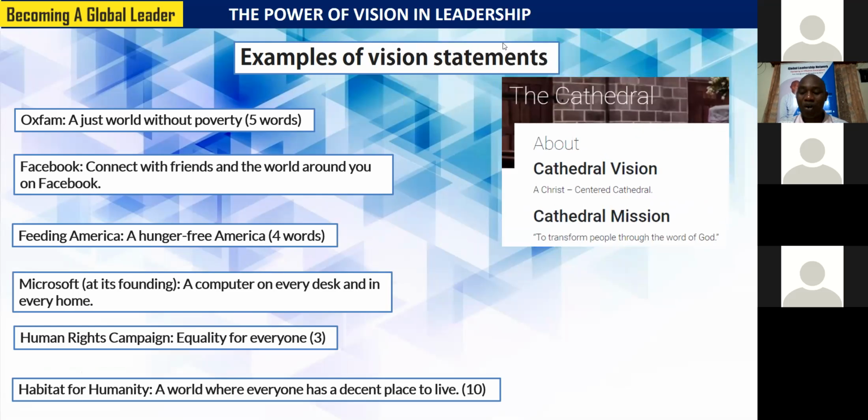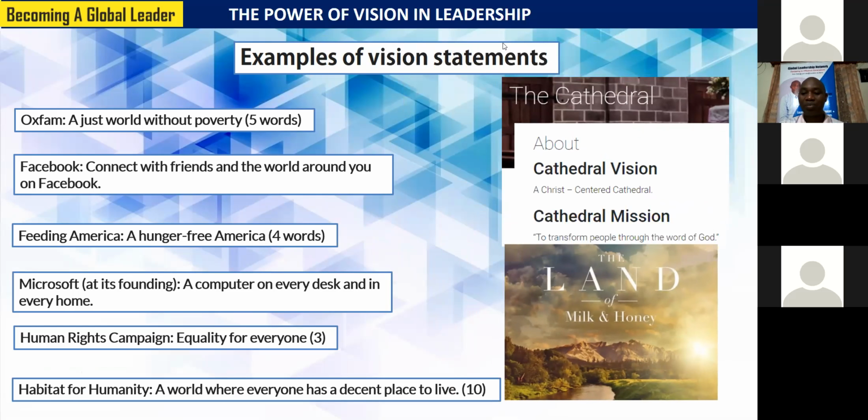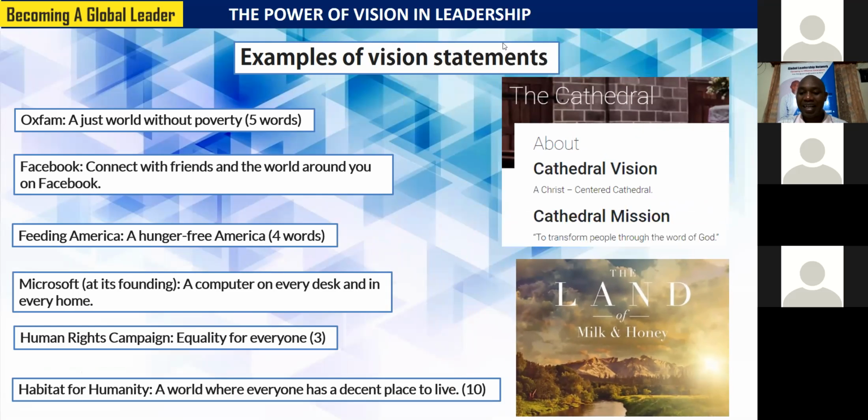The Cathedral, All Saints Cathedral, a Christ-centered cathedral. And then their mission statement is to transform people through the word of God. And then what I referred to, the journey for the children of Israel. What was the grand vision? The land of their own, flowing with milk and honey.